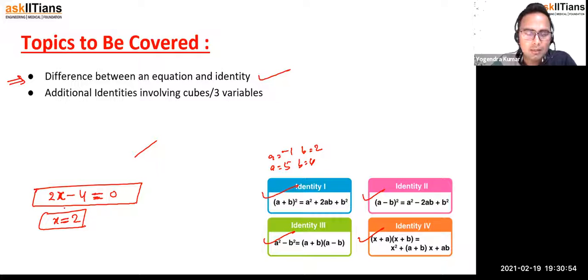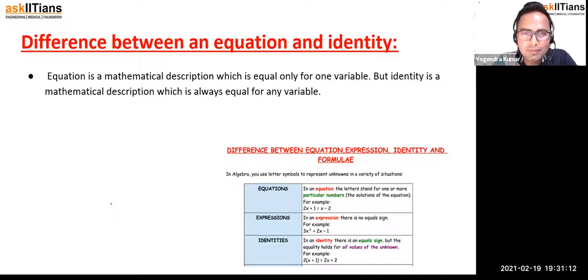Like a linear polynomial has one solution. A quadratic polynomial has two solutions. It could be lesser also, 2, 1 or less. But that is a different study. Maximum it will have two only. It will not have infinite solutions. I hope you're getting that point, right? So let's see this further. An equation is a mathematical description which is equal only for particular values of the variable, but an identity is a mathematical description which is always equal for any variable, right? Any value you put, it will always be equal.